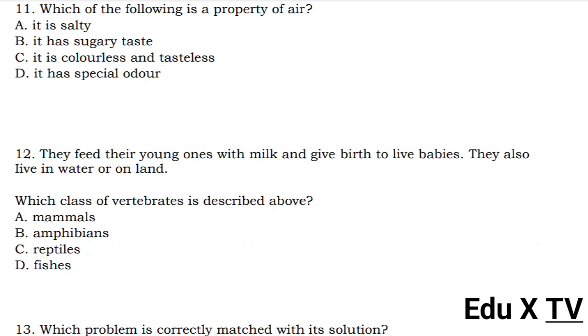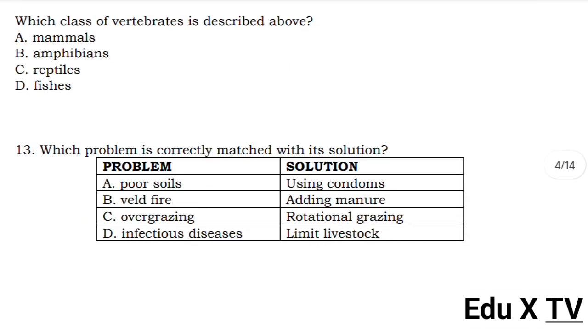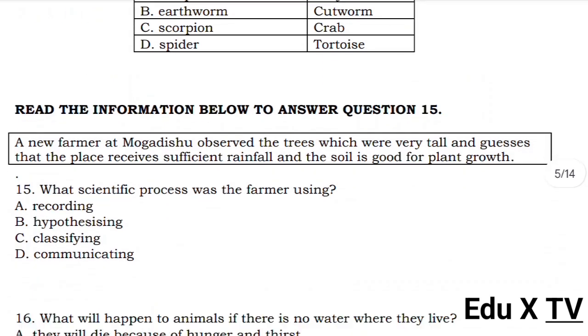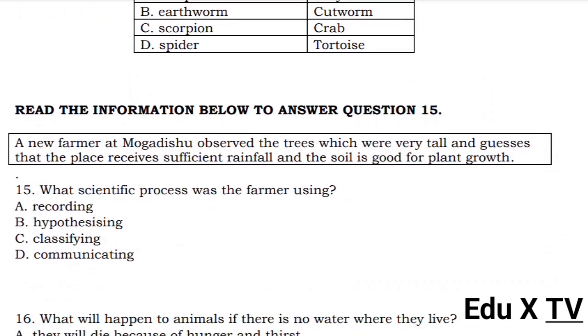Answer A. Number 13, which problem is correctly matched with its solution? Answer C. Number 14, which list of animals shows correct classification of vertebrates and invertebrates? Answer D.